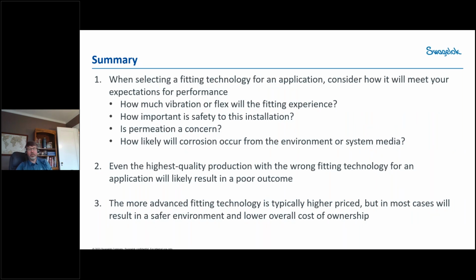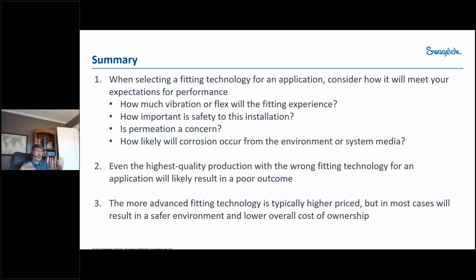So to summarize basically what we went through, we want to make sure that we are evaluating the fitting technology for an application, making sure we're picking the right one for whatever you're putting this fitting technology into. The things to consider, of course, are how much vibration is this fitting going to see? How well does the fitting technology withstand vibration? How important is this safety to the application?